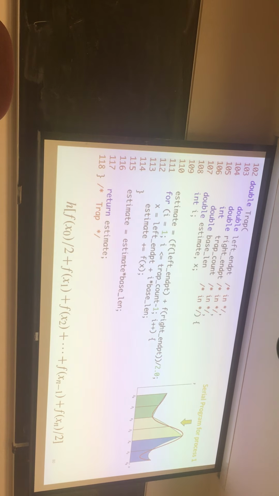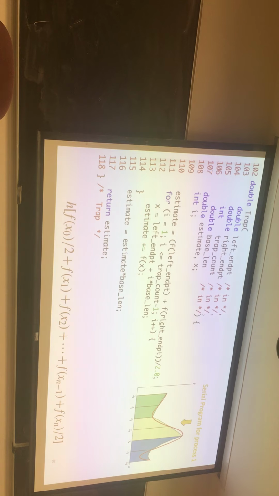And then we can implement a simple for loop. Since this will be carried out by one process, that can be done serially. This is the same function that you saw before. This is the function that we want to implement here. So you have half of the first and the last points. This is your estimate. Then you loop through all the terms in the middle. So you loop from 1 to the number of trapezoids minus 1.